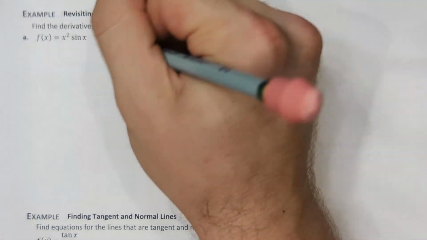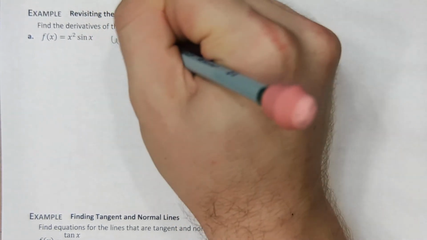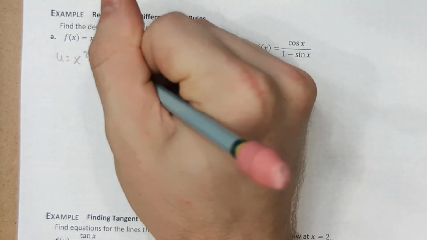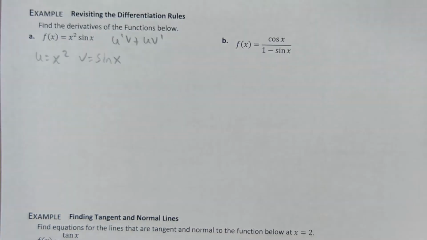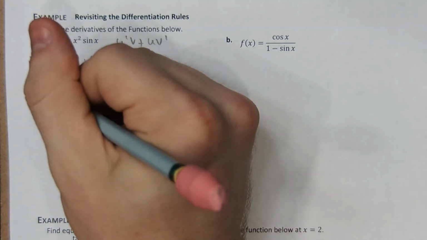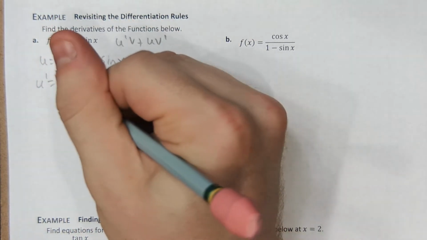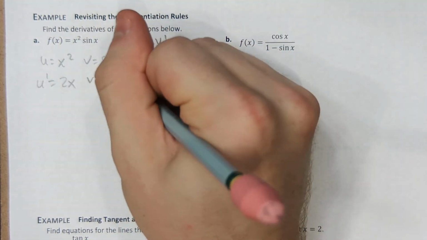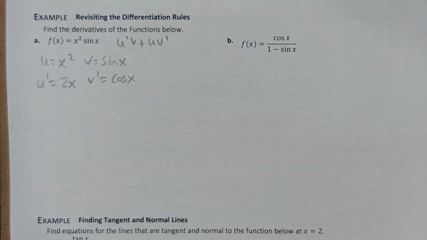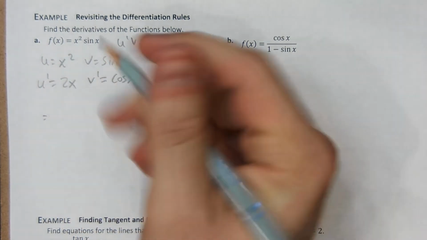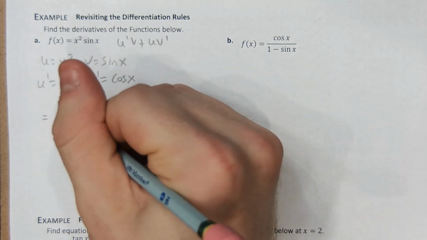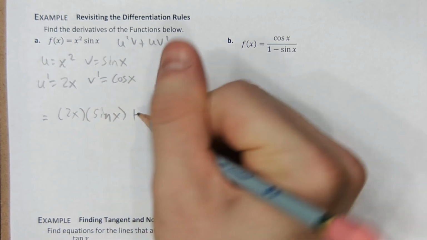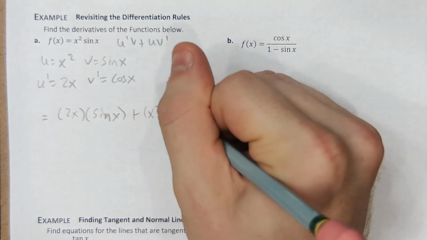I'm going to write the product rule, u prime v plus uv prime, where u is equal to x squared and v is sine of x. And feel free to race ahead of me. U prime, drop the 2 down to the front, decrease the exponent by 1. V prime, we learned on the other side of this paper, is cosine x. So we just fill out our product rule. The derivative is u prime v plus u v prime.